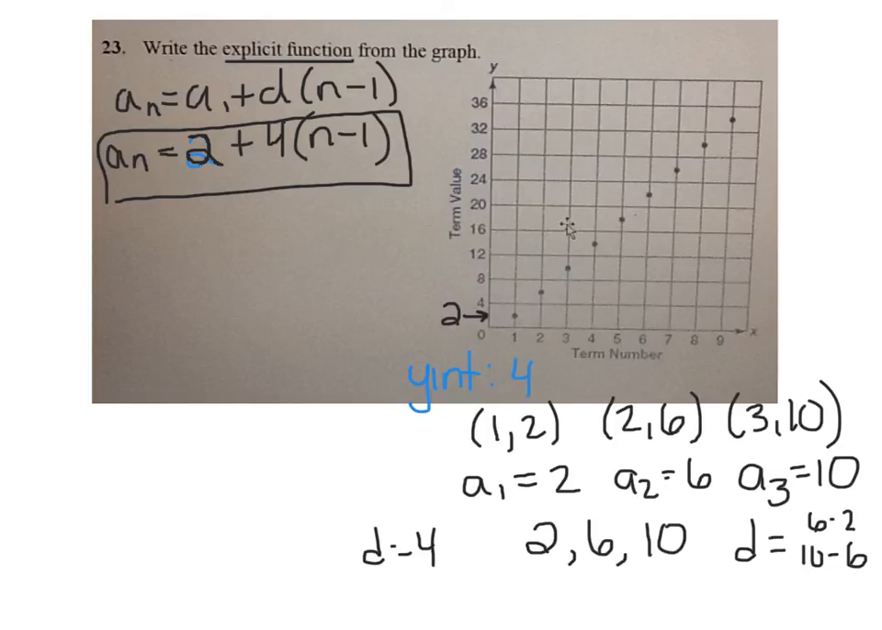But you know me, I'm going to keep practicing writing it in function notation. So let's extend this question even further and try to write it in function notation. Remember, the very first step if we're going to write it in function notation is to replace a sub n with f of n. So I have f of n equals 2 plus 4 parentheses n minus 1. Our next step would be to distribute this positive 4 into the parentheses.